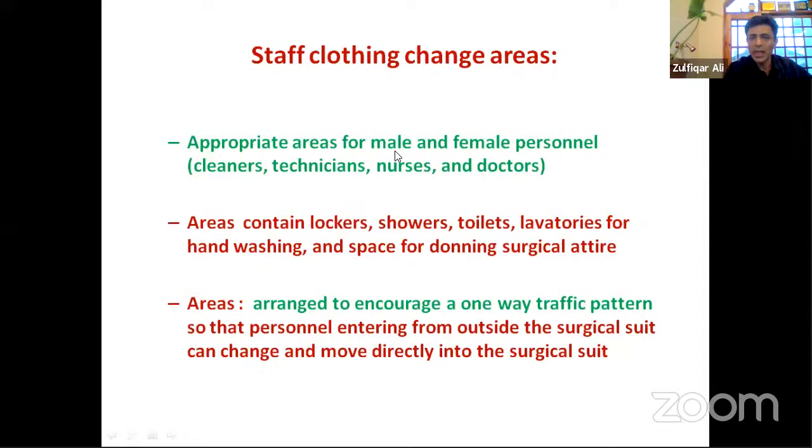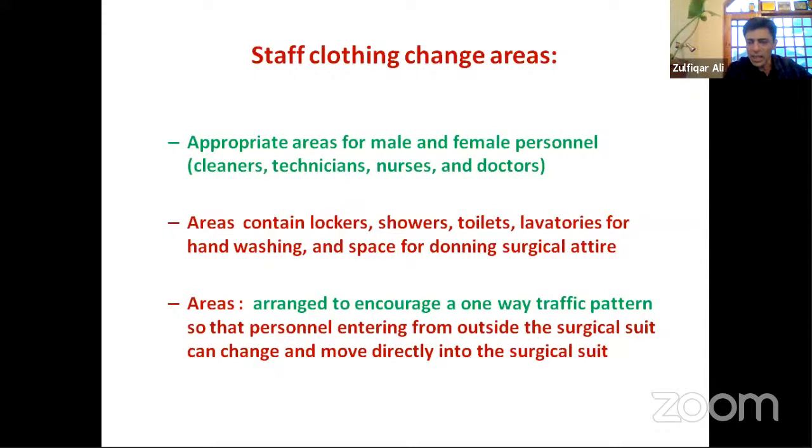We have to have a proper area for our male and female personnel, and this area has to contain proper lockers. Most of the operating rooms in our scenario do not have showers, but they are ideal in an ideal setting. Particularly, it is desirable to have a shower once the patient comes out of the operating room. One of the most important things while designing an operating room is to encourage a one-way traffic pattern.